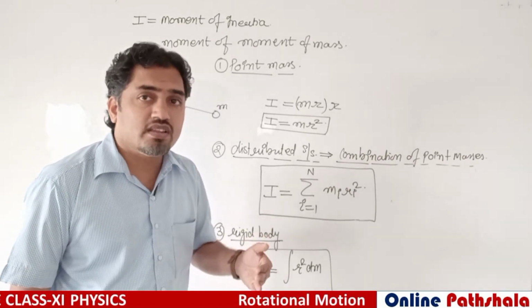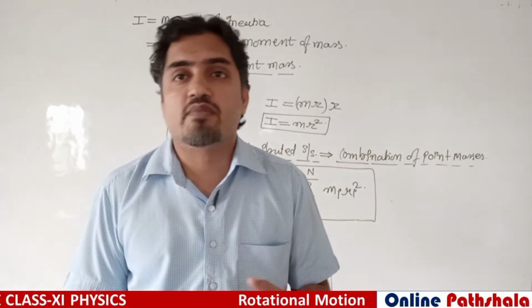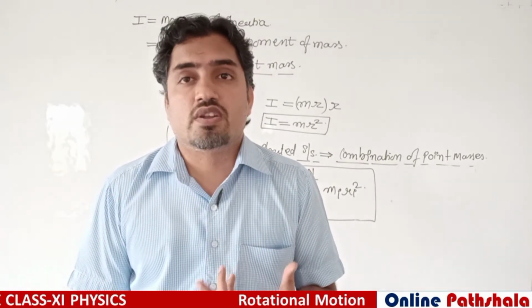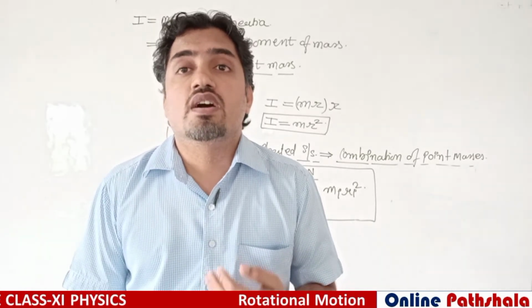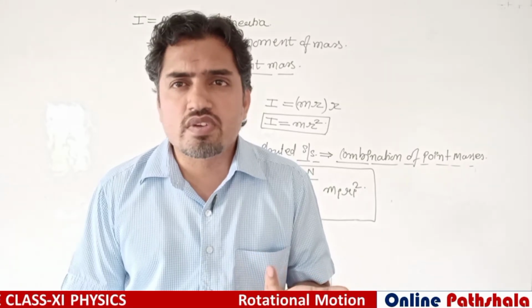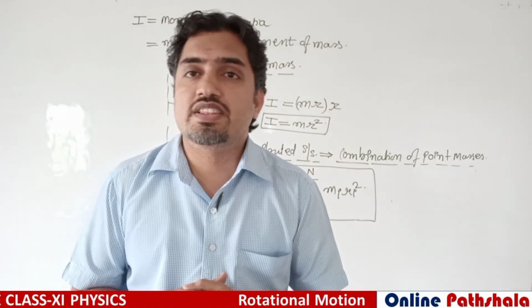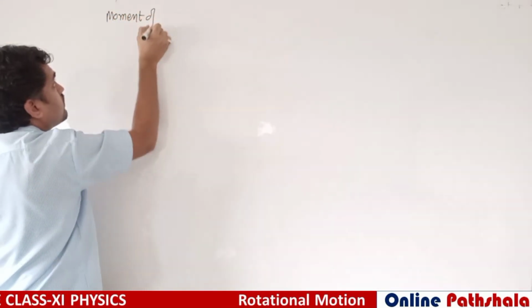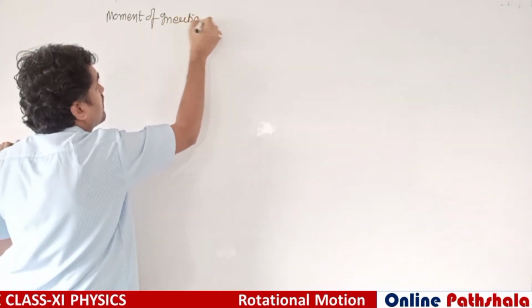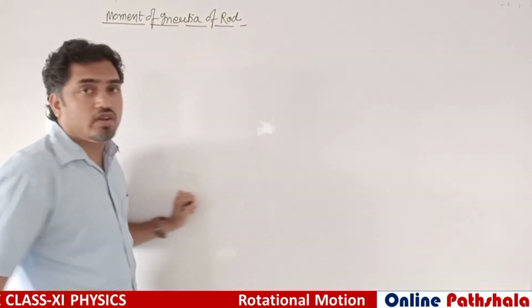In the next few lectures, one by one we will find the moment of inertia of different bodies, like the moment of inertia of a rod, of a circular ring, of a cylinder, cone, solid sphere, and spherical shell. For all these bodies we will find the moment of inertia. Okay, moment of inertia of a rod. What is the moment of inertia of a rod? What do we have to do?